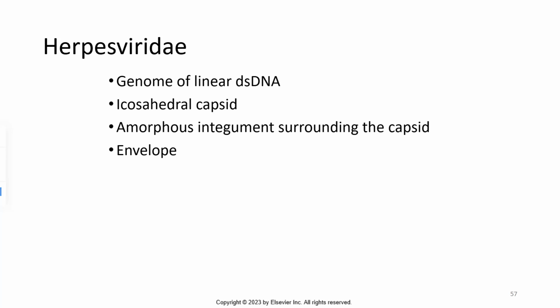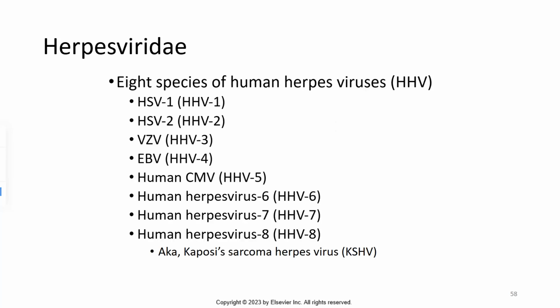Herpesviridae: the genome is linear dsDNA, with an icosahedral capsid, an amorphous tegument surrounding the capsid, and an envelope. There are 8 species of human herpesviruses: HSV1 and 2, varicella zoster virus, Epstein-Barr virus, human cytomegalovirus, HHV6, 7, 8, and HHV8 is Kaposi's sarcoma herpesvirus.